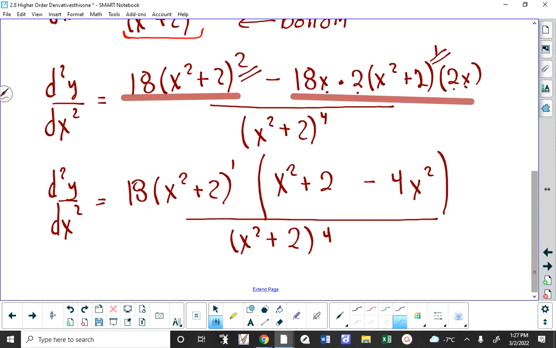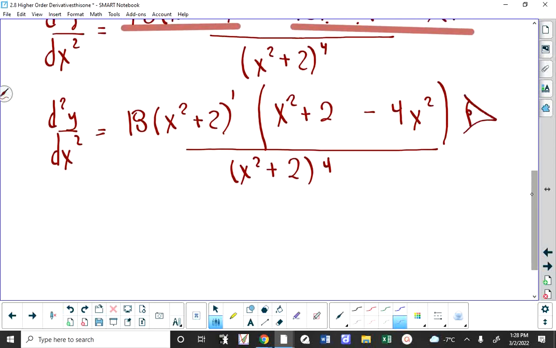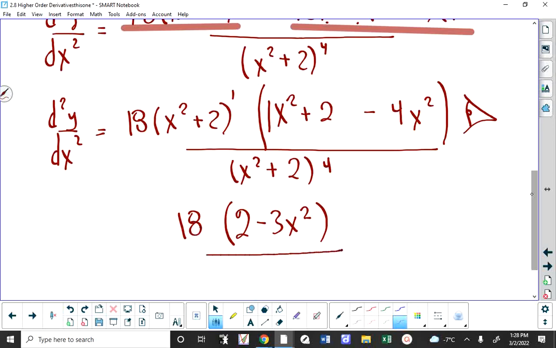I simplify the leftovers in the brackets in the numerator. In other words, I'm eyeballing this right now, and I have 2 minus 3x squared, because I have 1x squared minus 4x squared, that's negative 3x squared. I have an 18 in the numerator as well, and then this base to the 1 over that base to the 4 will give us that base cubed. It's like having a over a to the 4. You're going to have 1 over a to the 3. That's the second derivative. I probably should write d2y dx squared beside it.